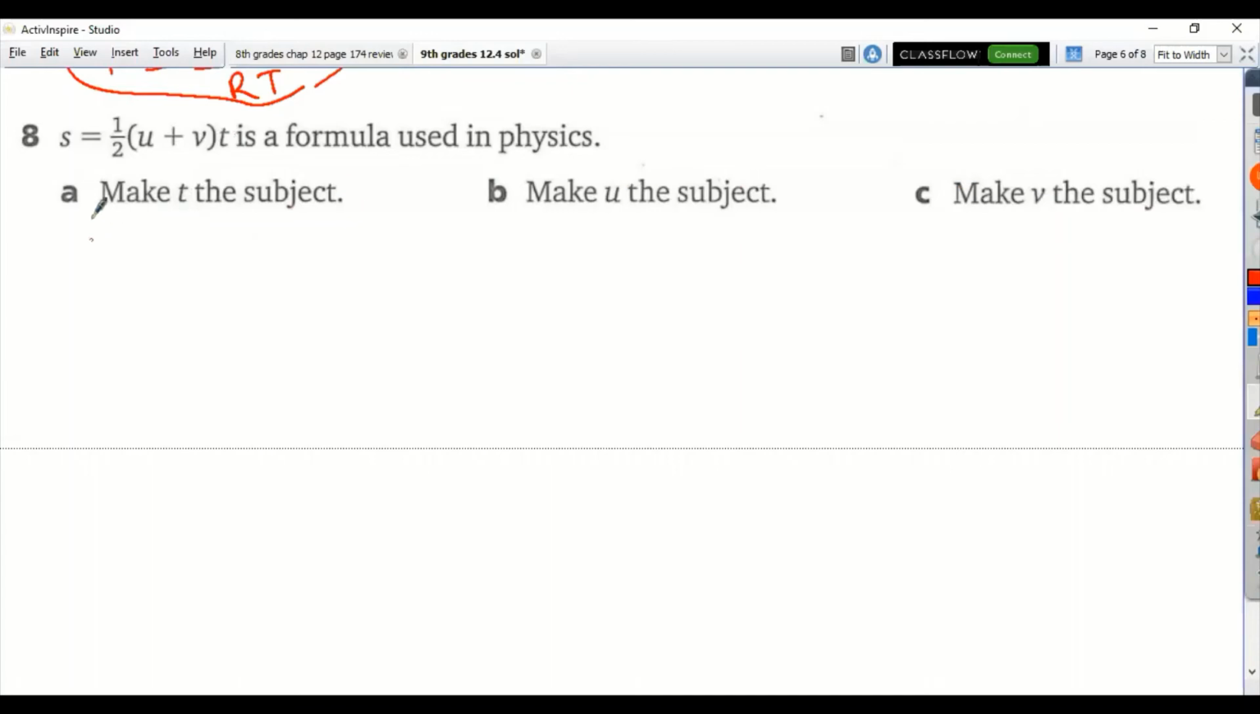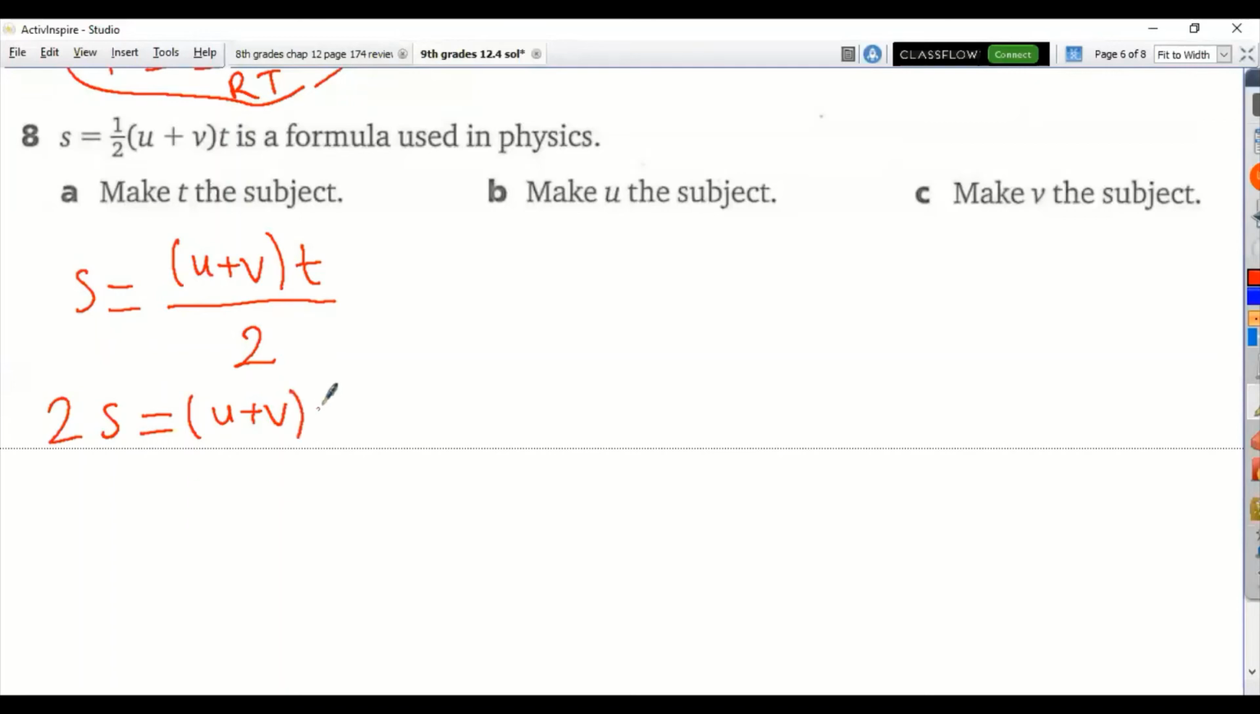I'm going to do one of them, T first. T is multiplied by this parenthesis, and multiplied by 1/2. Multiplied by 1/2 means the whole expression is actually divided by 2: (U plus V) times T, over 2. Multiplying by 1/2 means calculate this expression, then divide by 2. So it can be sent to the other side as multiplication. So we'll have 2S equals (U plus V) times T.